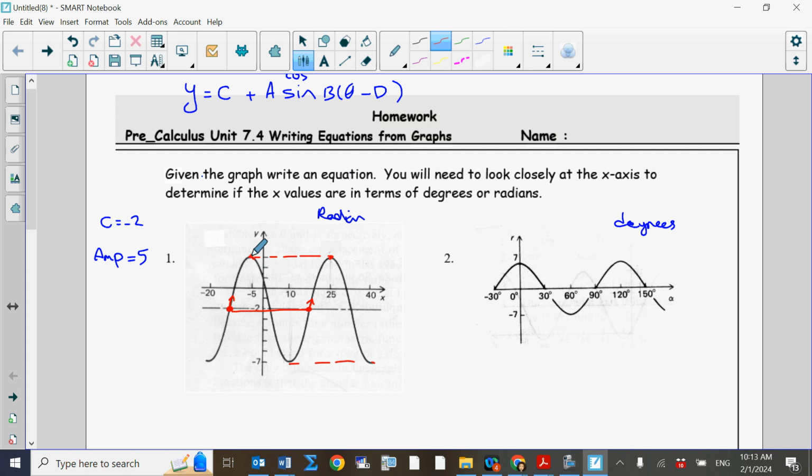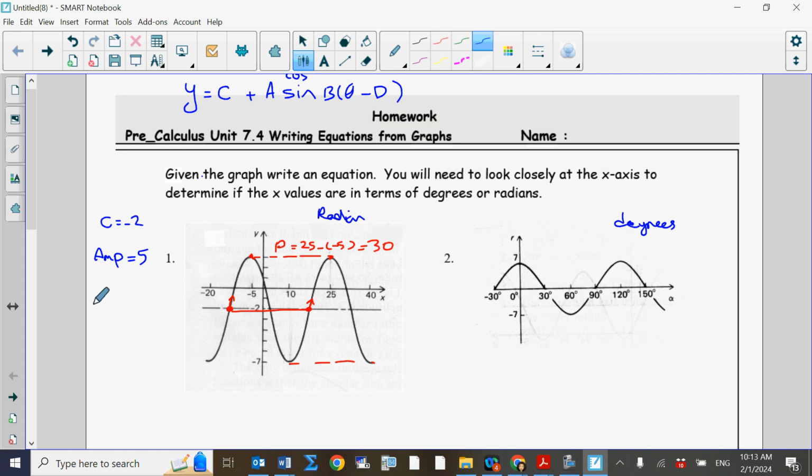This one looks very easy because it starts from -5 and ends at 25. So that means the period of the function is 25 minus -5, because the first point is at -5. That's 25 plus 5, which is 30. So the period of the function is 30.